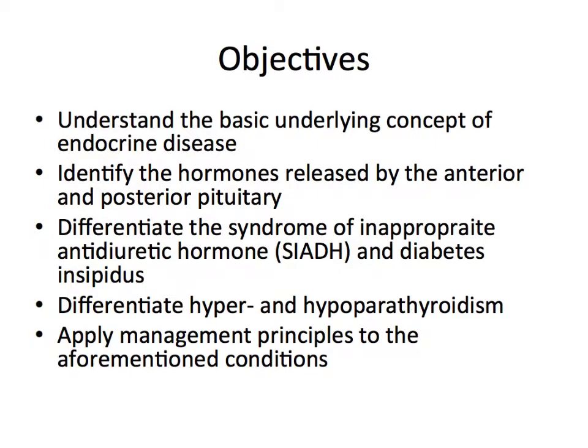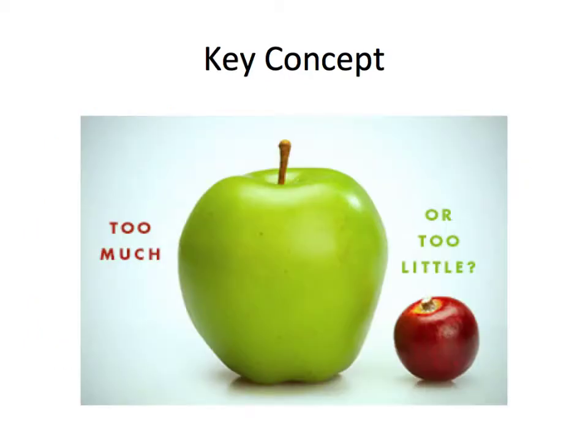Differentiate the syndrome of inappropriate antidiuretic hormone and diabetes insipidus. Differentiate hyper and hypoparathyroidism, and apply management principles to the aforementioned conditions. In all of the endocrine conditions, the basic underlying problem is either an excess or a lack of a particular hormone. An understanding of the underlying mechanism of action of each hormone is essential in understanding endocrine disease.